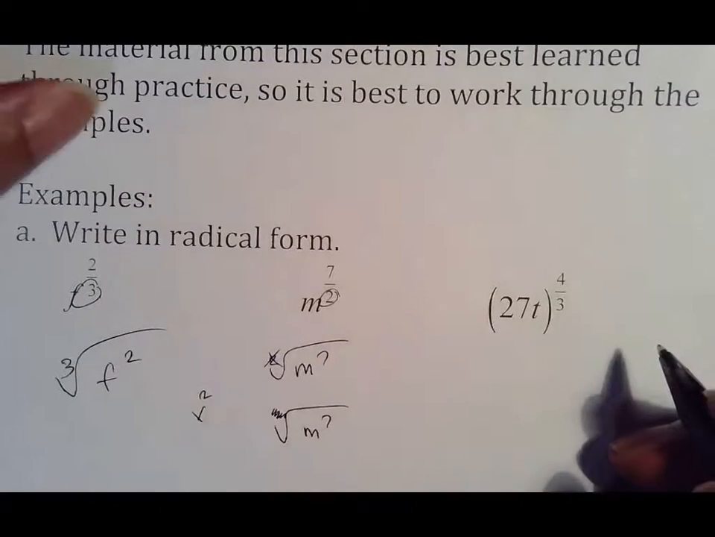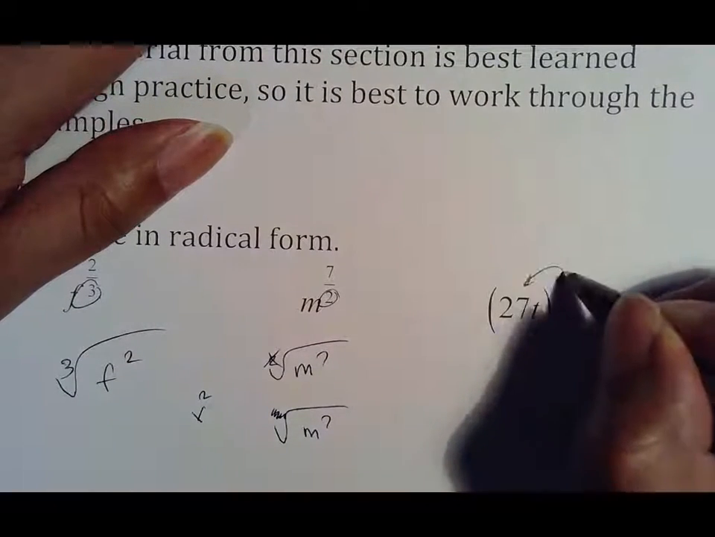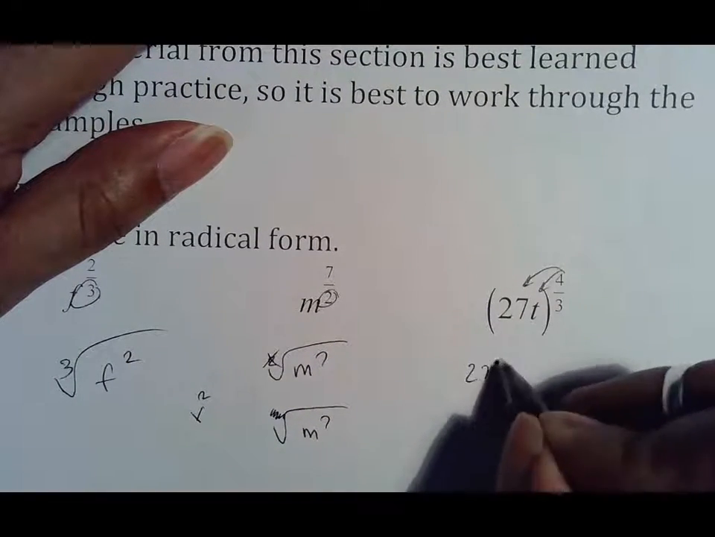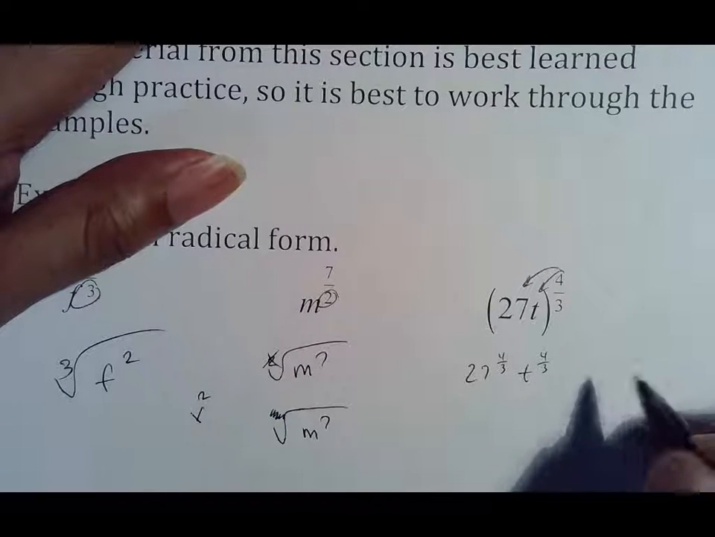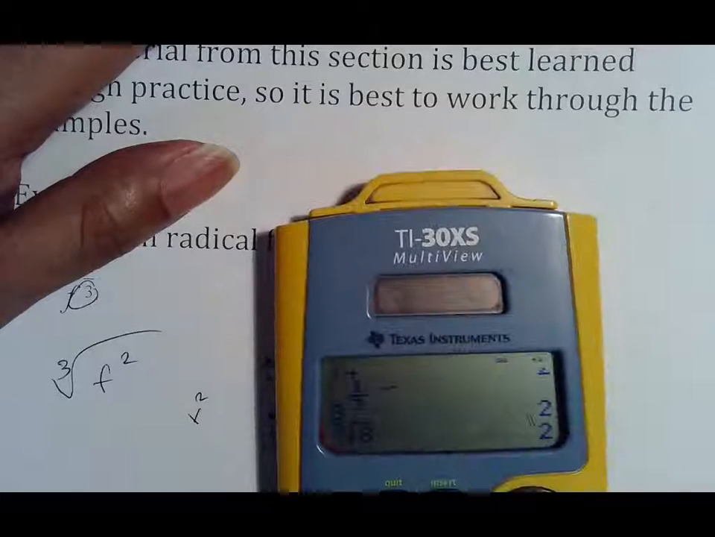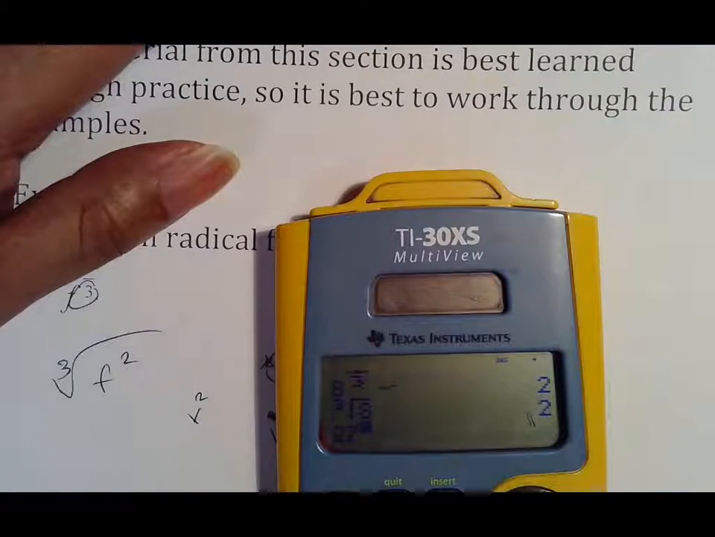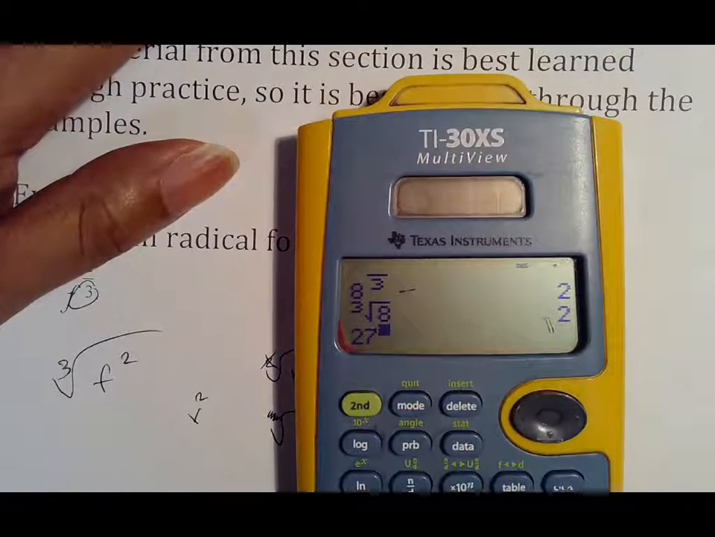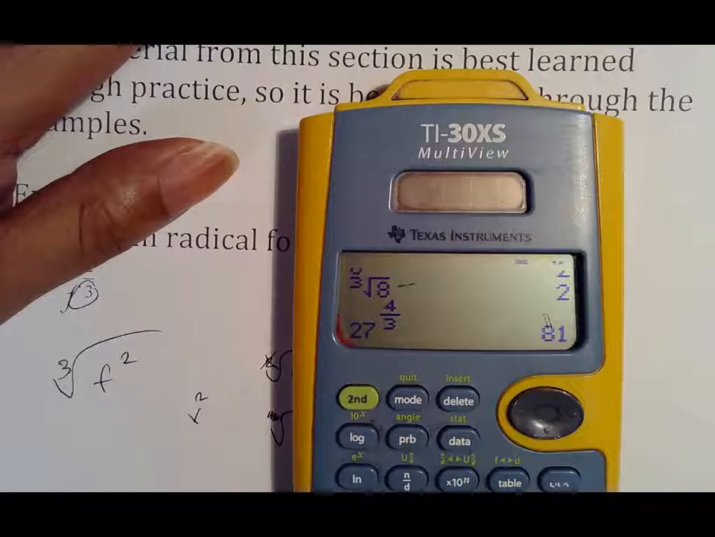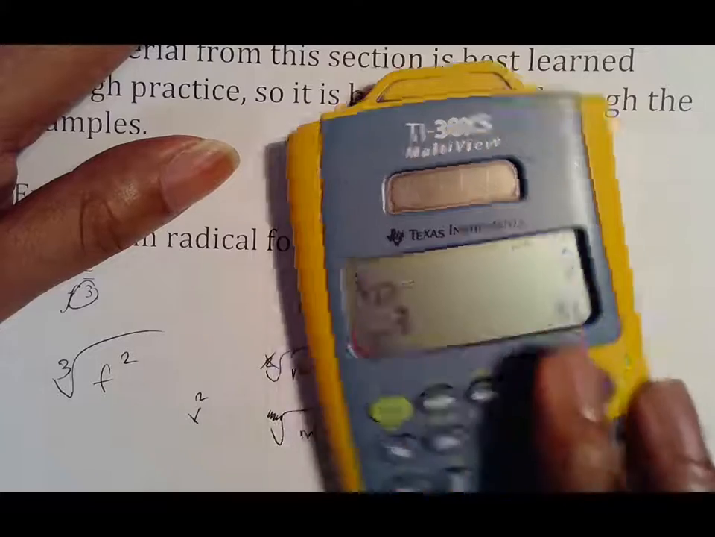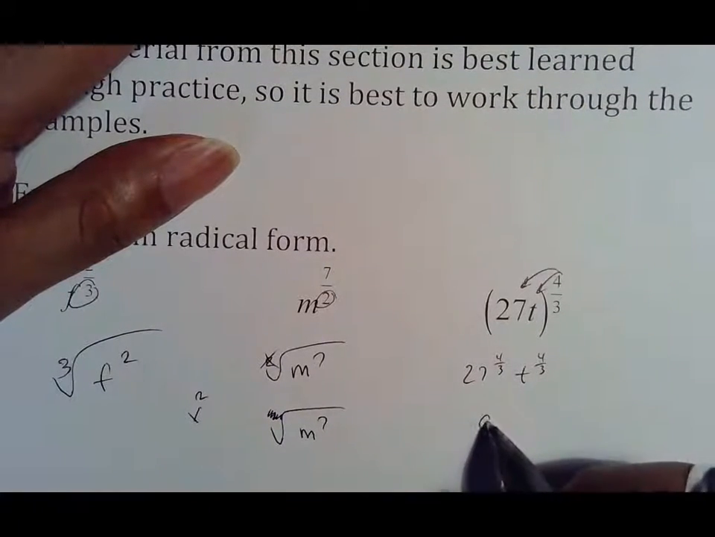This one here is a little tougher, and it's the toughest one on your homework because you need to distribute first. It's 27 to the 4/3, t to the 4/3. But just check to make sure 27 to the 4/3 can't be done. And yes, you will have to use the online calculator. If you don't know where it's at, email me. I'll be glad to show it to you. And you'll notice 27 to the 4/3 is actually 81.